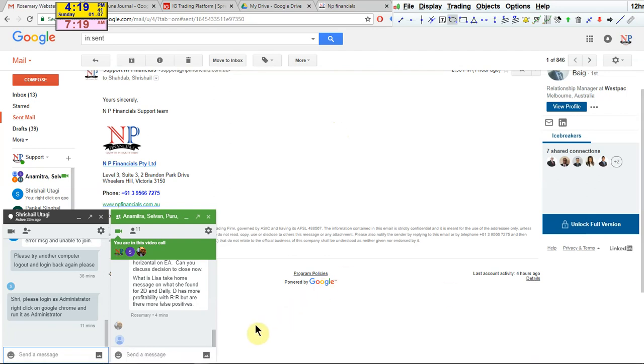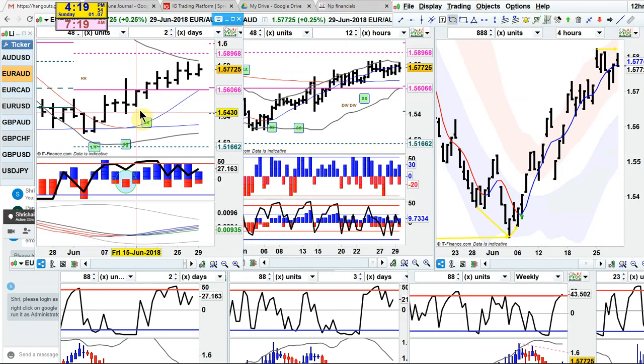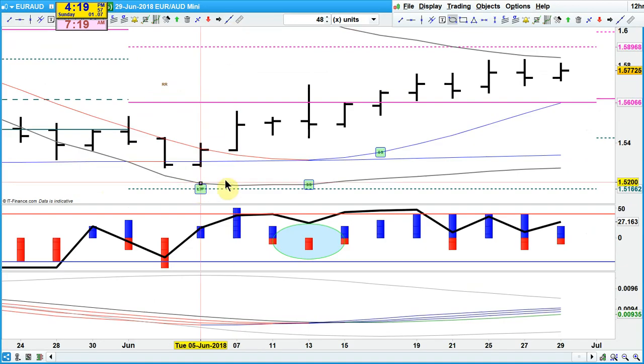Rosemary is asking another question. On Euro Aussie, you have three trades running, and possible divergence in interaction with quarterly horizontal on Euro Aussie. Can you discuss the decision to close now? All right. So we have three trades running on Euro Aussie here. 1, 2, 3.